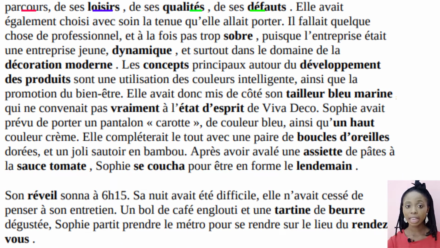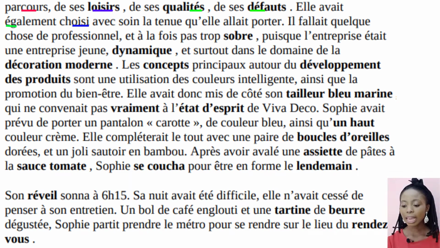Elle avait également. Our E accent aigu as well. Également. Également choisi. Because our S is in between two vowels there as well. Choisi. Because our I is a vowel. The I that comes afterward is a vowel as well. And we have S in between. So we have choisi. Également choisi avec soin la tenue qu'elle allait porter.